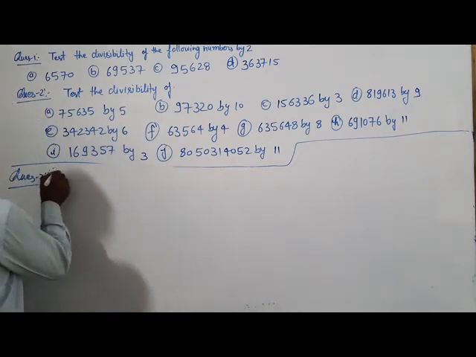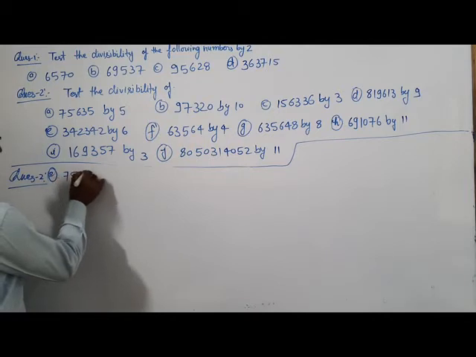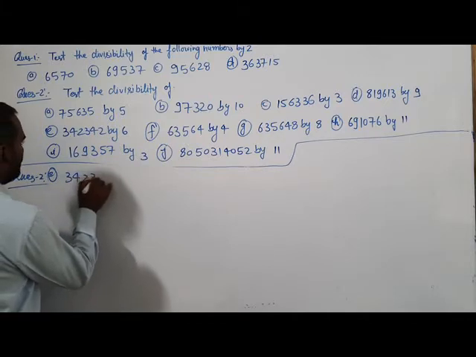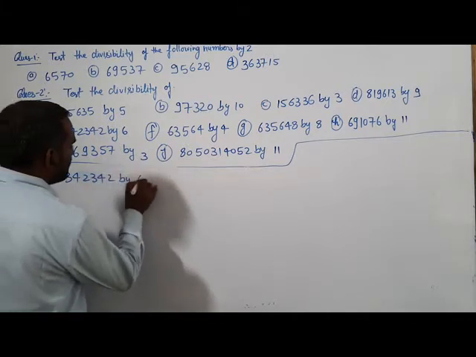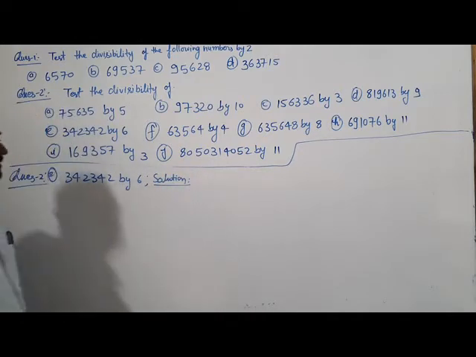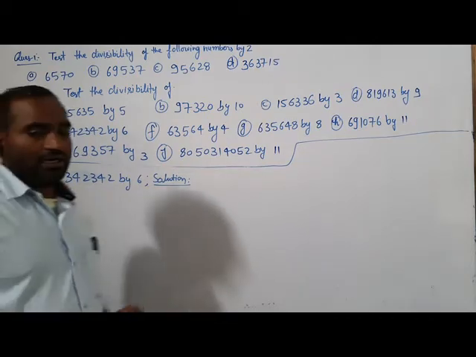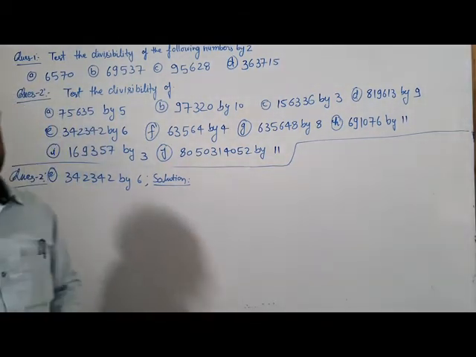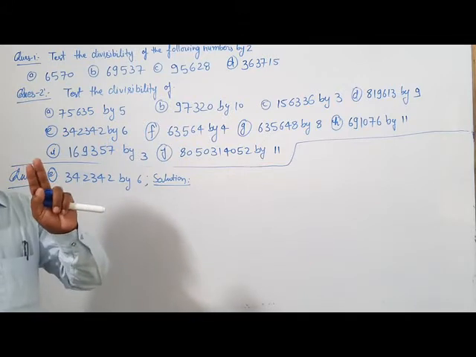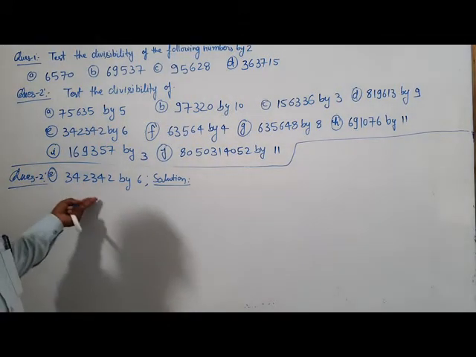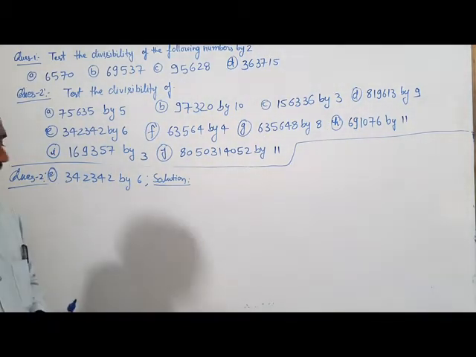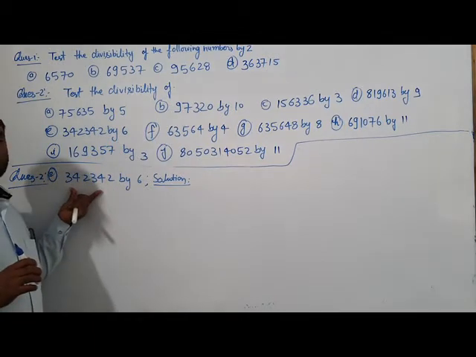Option E, 3,4,2,3,4,2 divided by 6. Solution. Divisibility of 6: test the divisibility of 6. If any number is divisible by both 2 and 3, then the number is divisible by 6.